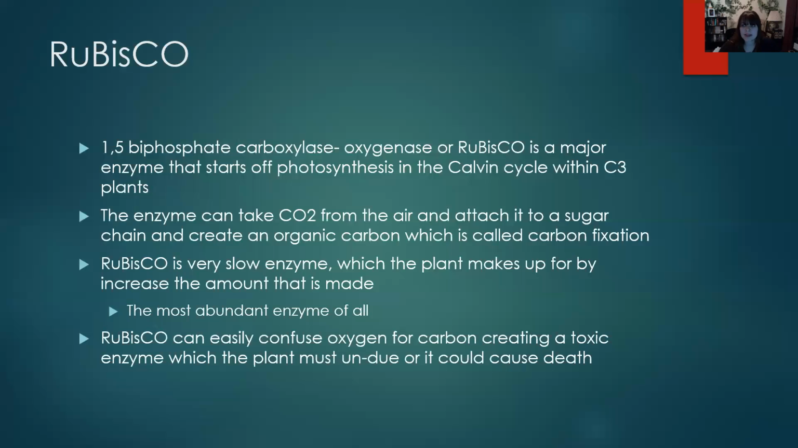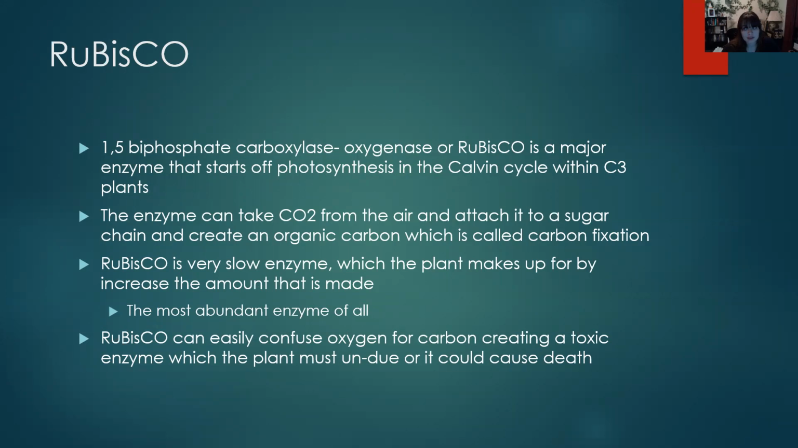After just a very basic rundown of proteins, I'm going to move on to mine. Mine is Rubisco, or the 1,5 bisphosphate carboxylase oxygenase. So this is a major enzyme that starts off photosynthesis and the Calvin cycle in C3 plants. This enzyme is able to take the CO2 from the air and attach it to a 5-carbon sugar chain, and this creates an organic carbon, and this whole process is called carbon fixation.